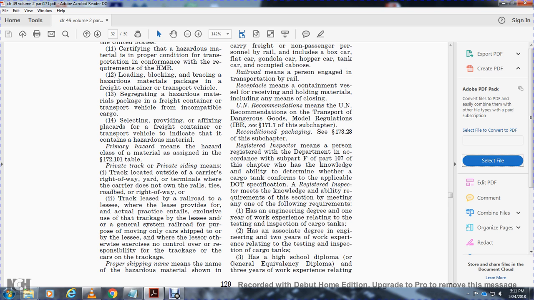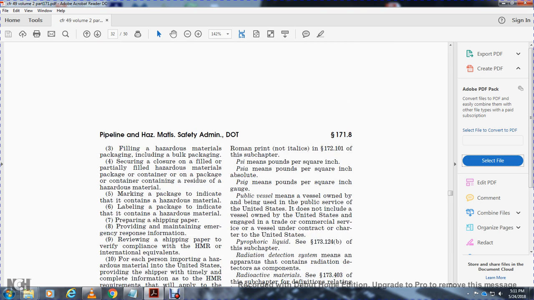Proper shipping name means the name of the hazardous material shown in Roman print with no italics in 172.101 of the subchapter. PSI means pounds per square inch. Absolute PSI means pounds per square inch, as opposed to the gauge.